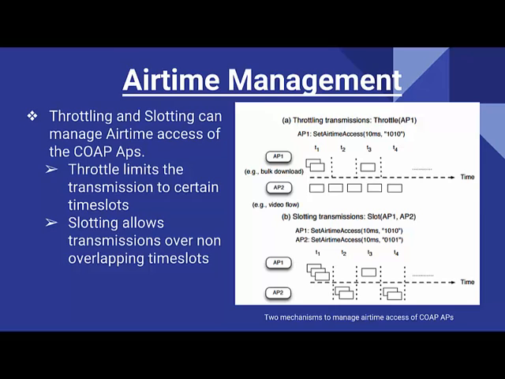The Set Airtime Access API uses 2 mechanisms to deal with the airtime access: throttle and slot. The table shows an example of the 2 mechanisms: a throttling transmission on the top and a slotting transmission on the bottom. The throttle limits the AP's transmissions to certain slots. This helps decrease airtime usage and reduce channel congestion due to nearby AP traffic.